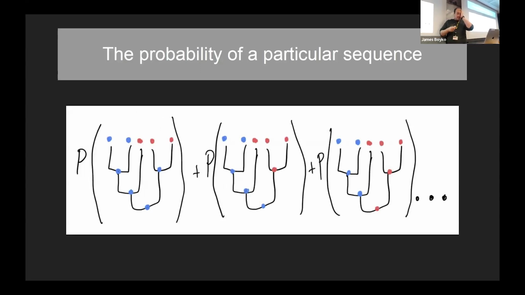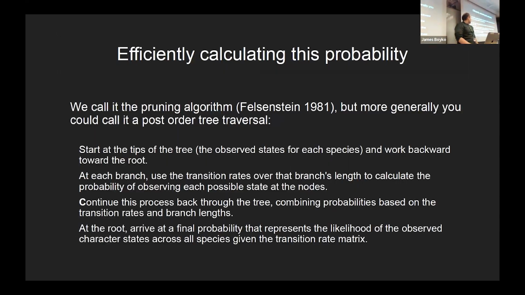We can repeat that for every internal node. I want to assess the probability that this was red, this was red, this was blue, this was blue, repeated for all possibilities. If we were to sum those, we would get the overall probability of the tips. Now, thankfully, we don't have to do that, because it would be incredibly computationally expensive. So we do this thing called the pruning algorithm. It's like a dynamic programming algorithm, but essentially you start at the tips and work backwards. At each branch, you use the transition rates over that branch length to calculate the probability, sort of how I was going over previously. You continue this until you arrive at the root.